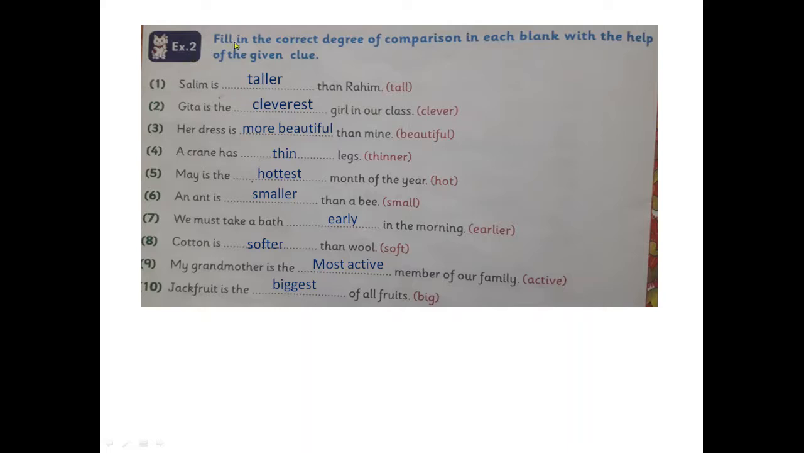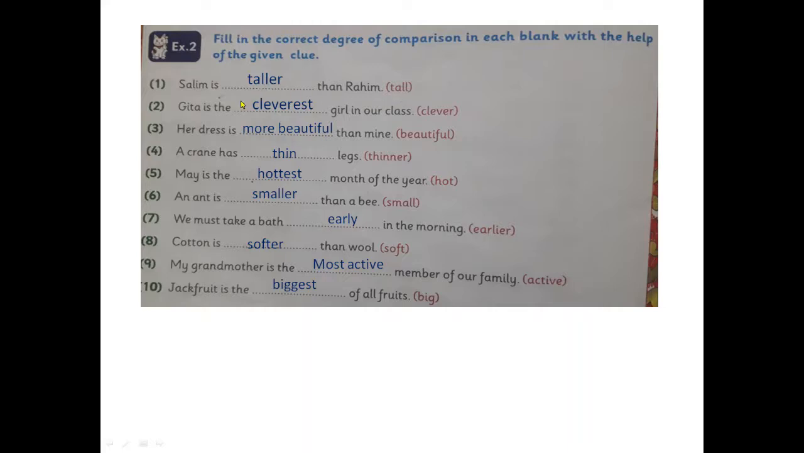What is the exercise? Fill in the correct degree of comparison in each blank with the help of the given clue. You can see for each blank, the word is given in the bracket. But you have to use its proper degree of comparison to complete these sentences. So we will read how we have solved. Salim is dash than Rahim. So here is a comparison between two. So what should we use? Taller.